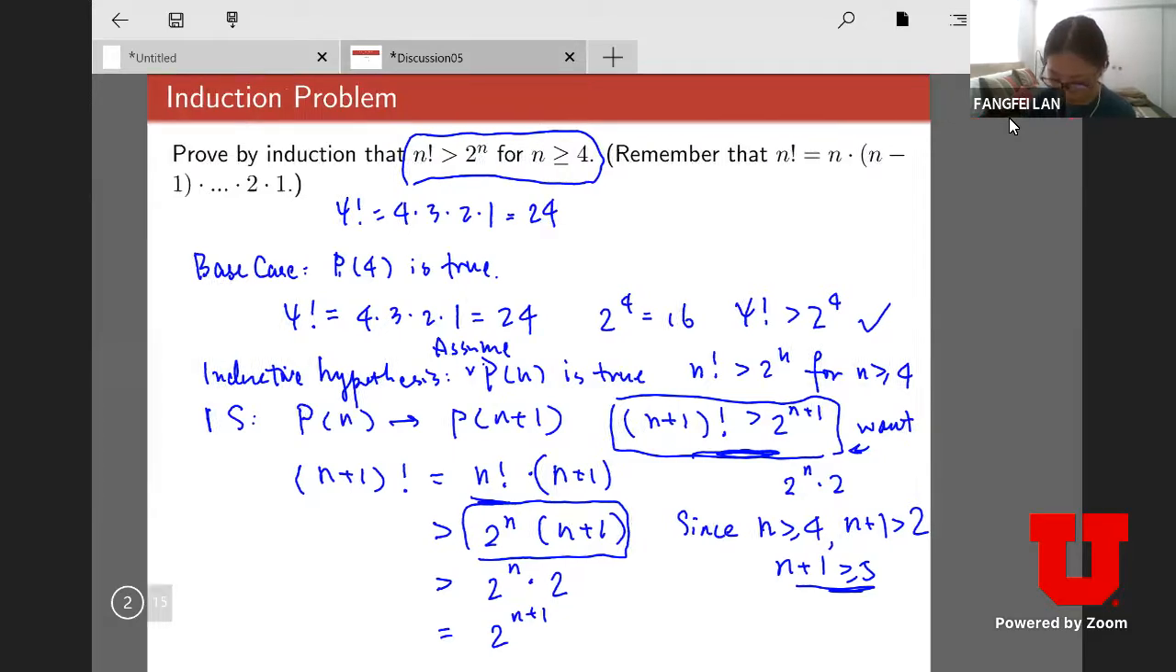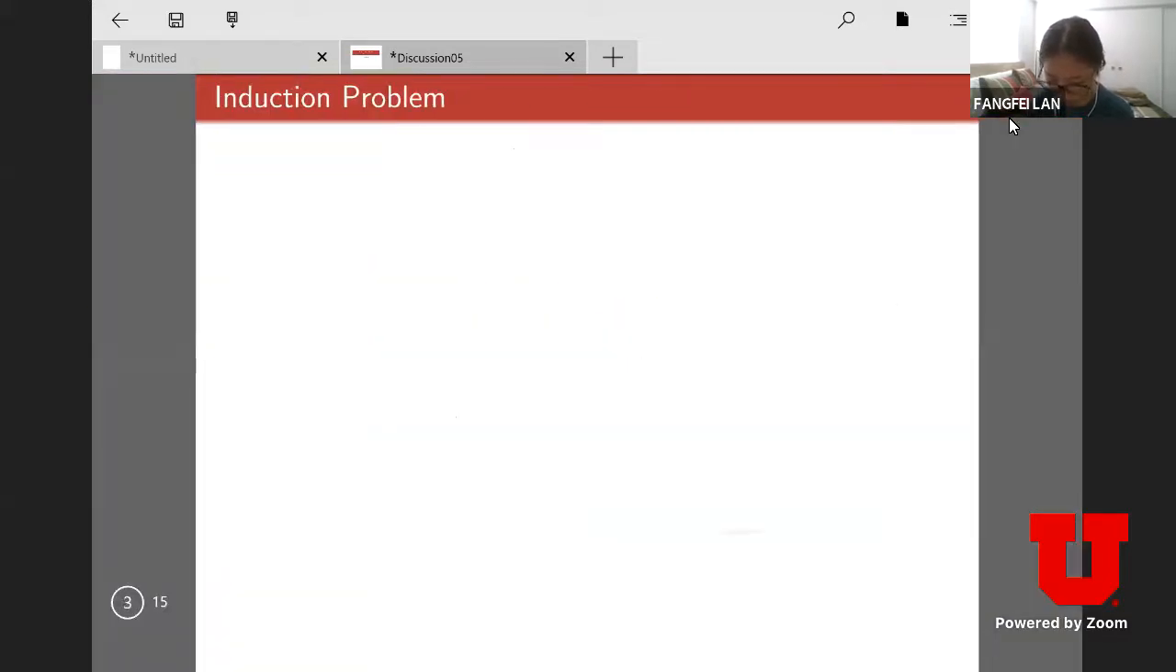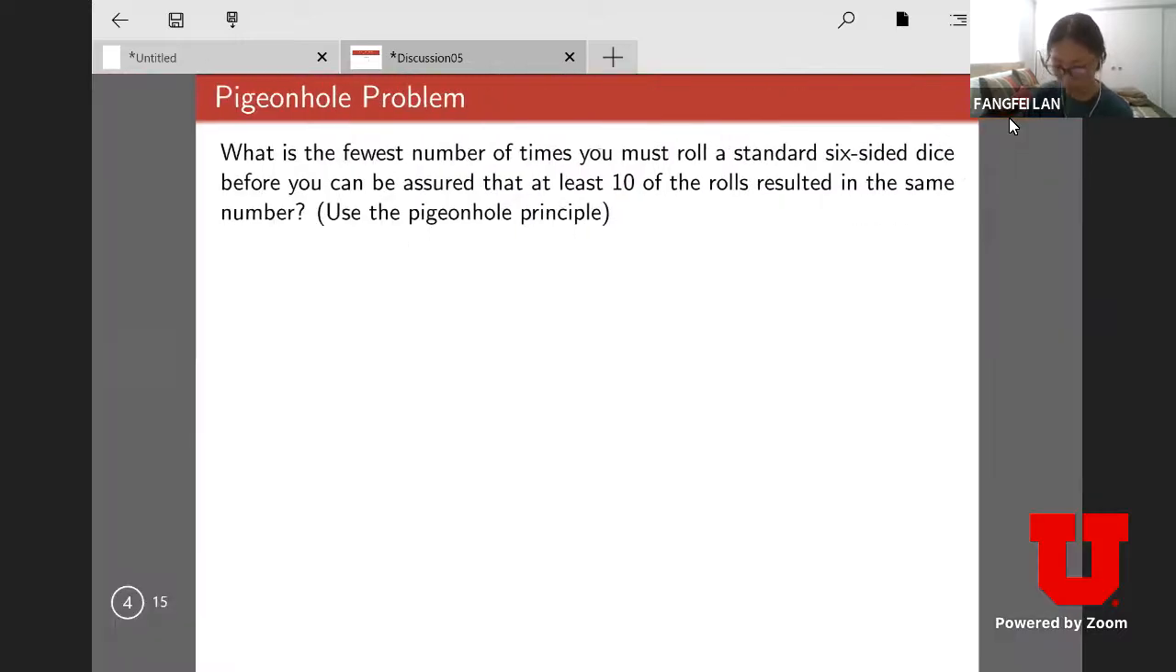Okay, we're gonna move on. So we have a pigeonhole principle problem. What is the fewest number of times you must roll a standard six-sided dice before you can be assured that at least 10 of the rolls resulted in the same number?